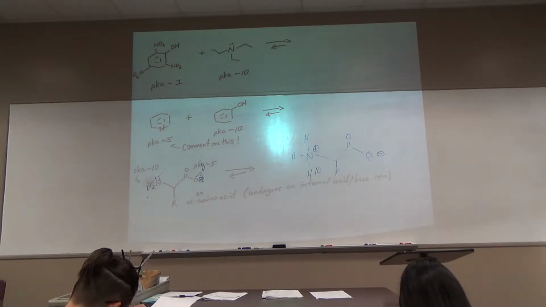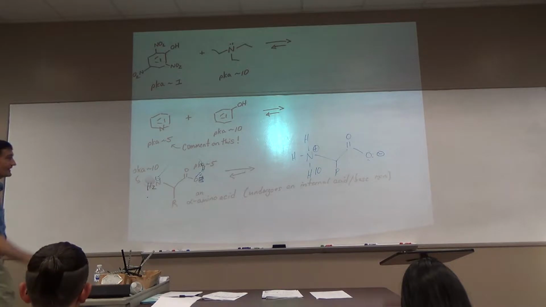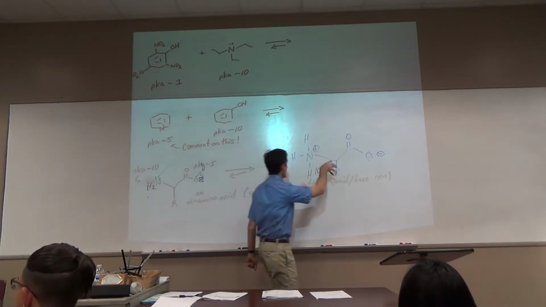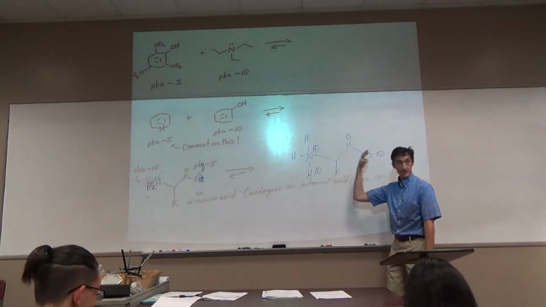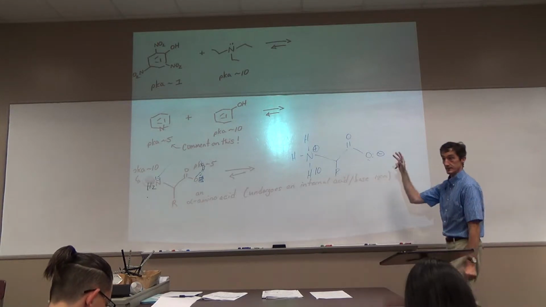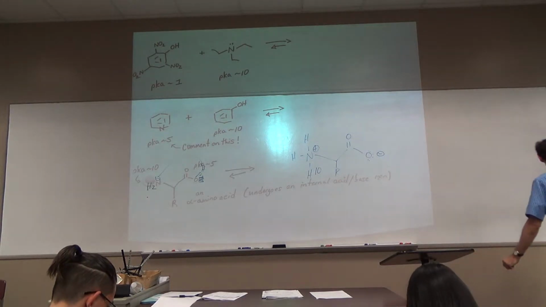Good. Zwitterion. Yeah, that's how alpha amino acids exist. But we know that from assessing the chemistry and the pKa's, right? I mean, this is what we predict.